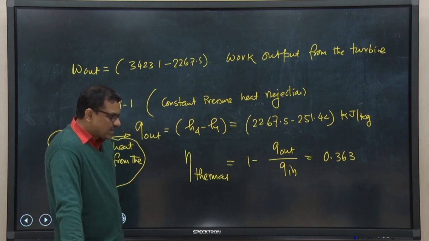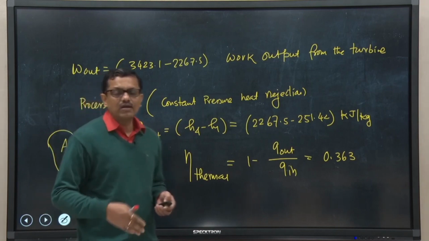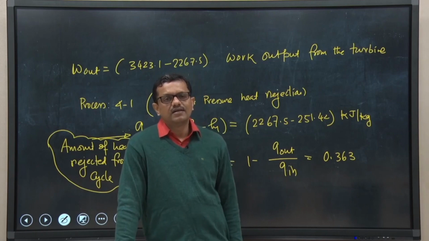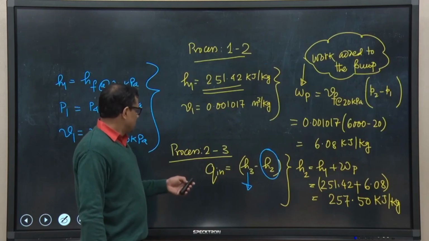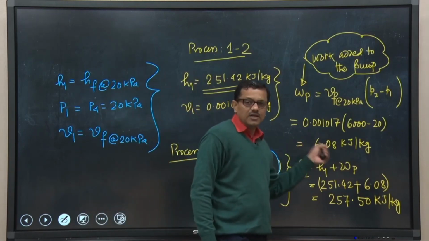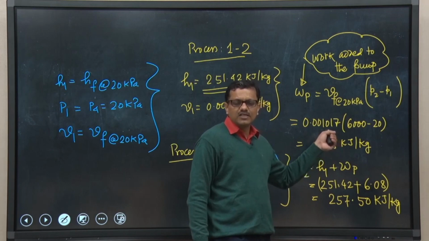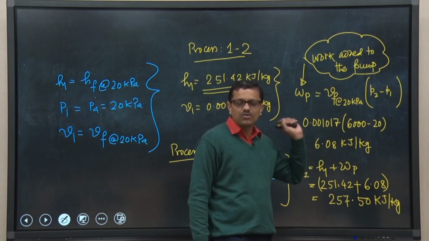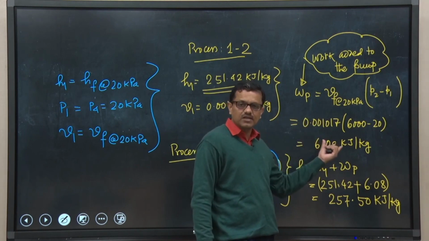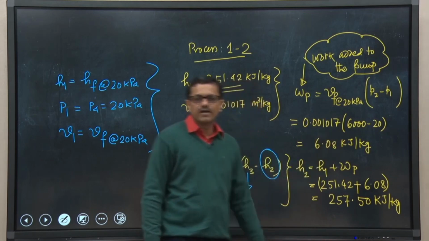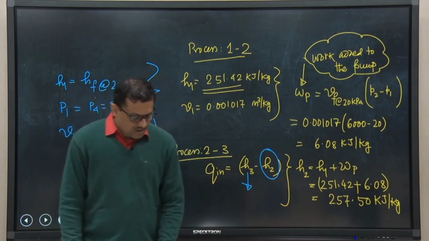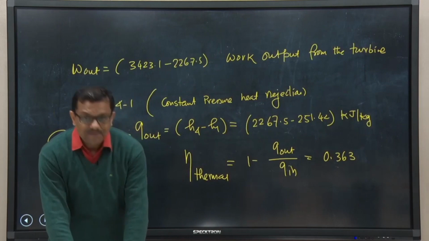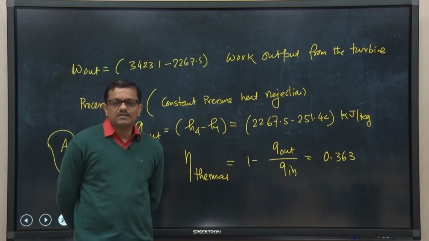While you are calculating W out, you actually have to calculate W net. We are also giving this much work input to the cycle, so this work must be subtracted from the turbine work output, and that is the net work output. To calculate efficiency, this work must be subtracted from W out, and that should be divided by the heat input, and that is the thermal efficiency of the cycle.